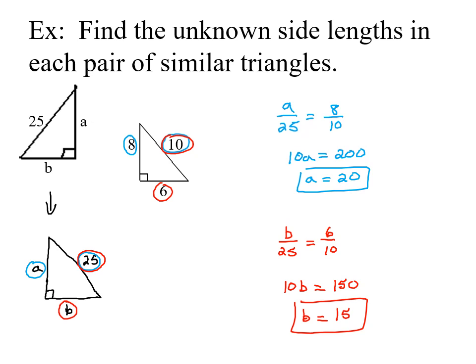And you might say, does it matter which sides you divide? And it does not. You could do A divided by 25. You could do 25 divided by A. You could do 8 over 10 or 10 over 8. Doesn't matter. You can mix and match them any way as long as you match the sides, the ratio is the same from both triangles.